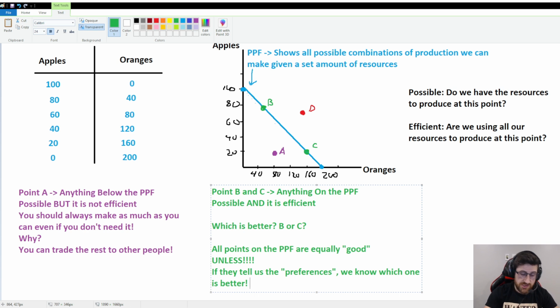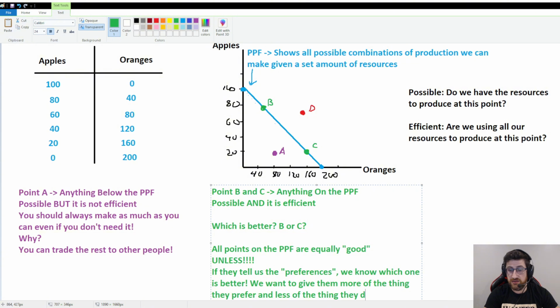All right. So we want to give them more of the thing they prefer and less of the thing they don't prefer. So if they liked oranges more, we would go to C because C has more oranges than B. Again, you have to be careful, and one of the key things people will struggle with is reading the questions carefully. A lot of times in economics, one word makes a huge difference, and if you're just scanning questions, you can definitely miss some key details.